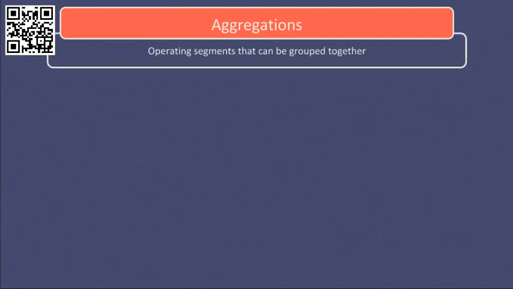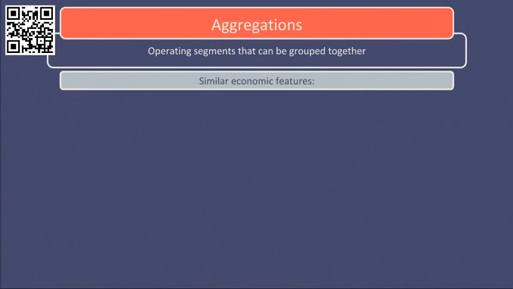Now, I said an operating segment or its aggregations. What are they? They are operating segments that can be grouped together. There are rules for aggregating segments, because by incorrectly aggregating, information will be lost. Therefore, operating segments can only be aggregated if they have the following similar economic features.